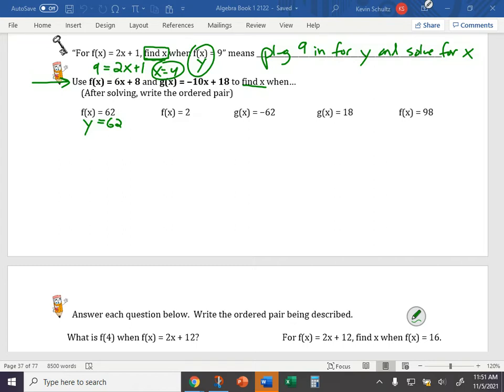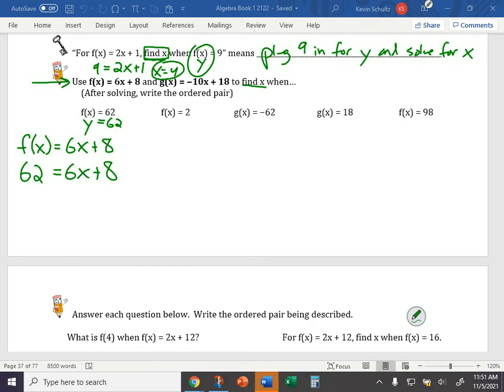So which equation are we using? F of x or g of x? Lauren? F of x. Okay. So f of x equals 6x plus 8. We're being given our y value to find x, which means x is what we don't know. And now we have a two-step equation to solve.